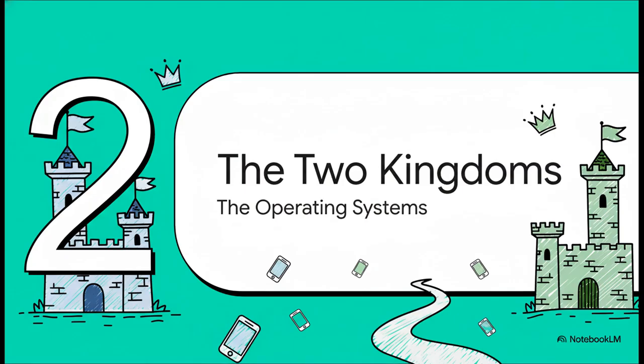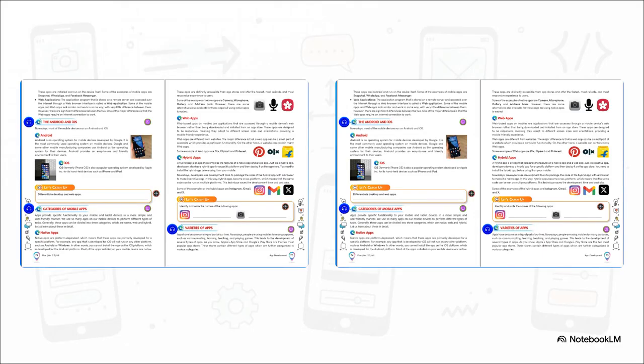Now, these apps don't just float around in thin air. They have to live somewhere, right? And in the mobile world, there are basically two dominant kingdoms that rule the entire land. On one side of this digital world, you've got Android. That's Google's operating system, and it runs on a massive variety of devices from all sorts of manufacturers. And on the other side, you have iOS, which is Apple's very tightly controlled ecosystem for iPhones and iPads. These two platforms are the foundation that nearly every single mobile app is built on.